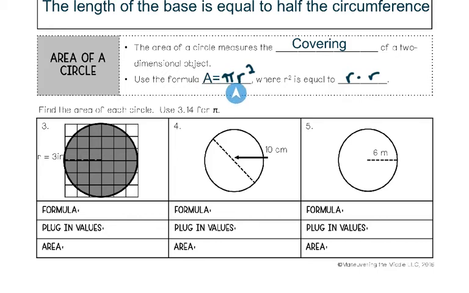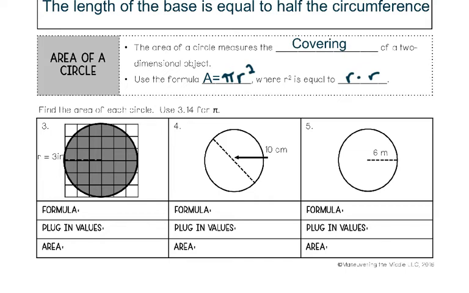So that's something to memorize, but on testing and stuff, you usually get a formula for that. A equals pi times the radius squared, where r squared is equal to r times r. It's really important you understand that that's r times r, not r times 2. So r squared times pi gives you the area of a circle.